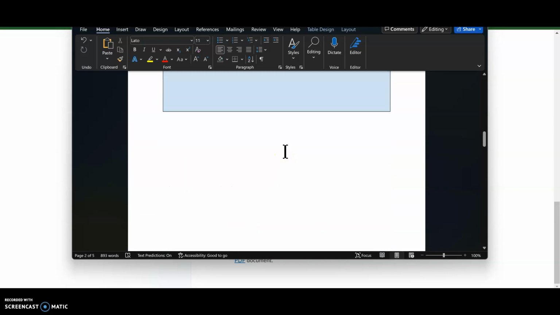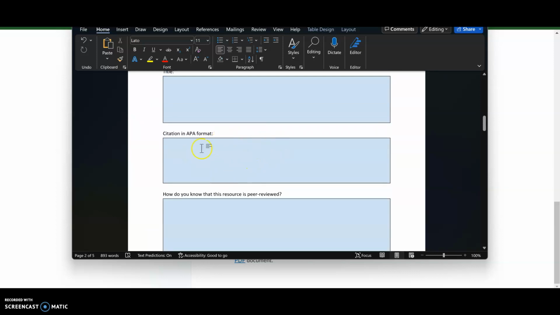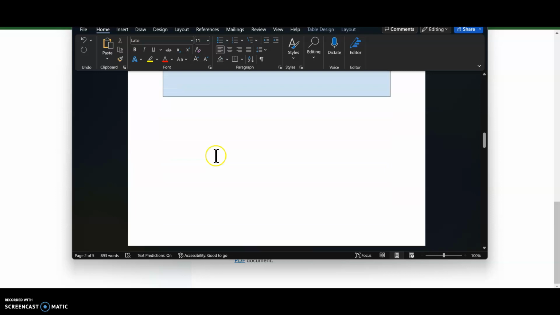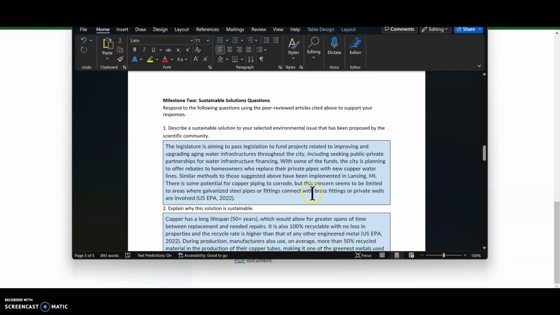Because you are using peer-reviewed sources, you need citations here, but you also need to use in-text citations. So if we look at what that would look like, I'm in here describing a sustainable solution. Most of these boxes, you want to be as detailed as possible. So probably anywhere from 1 to 3 paragraphs, depending on your information.